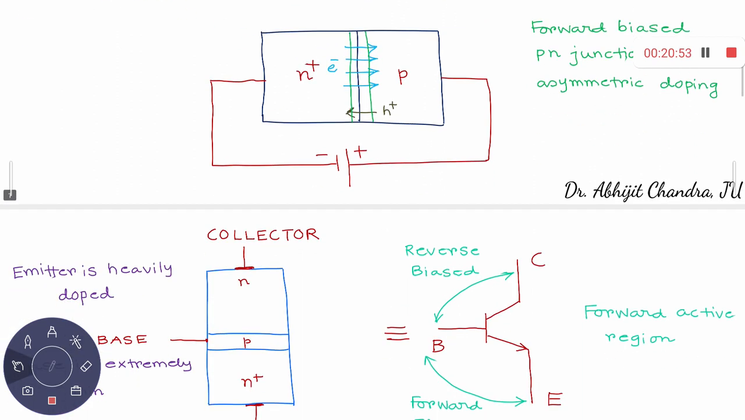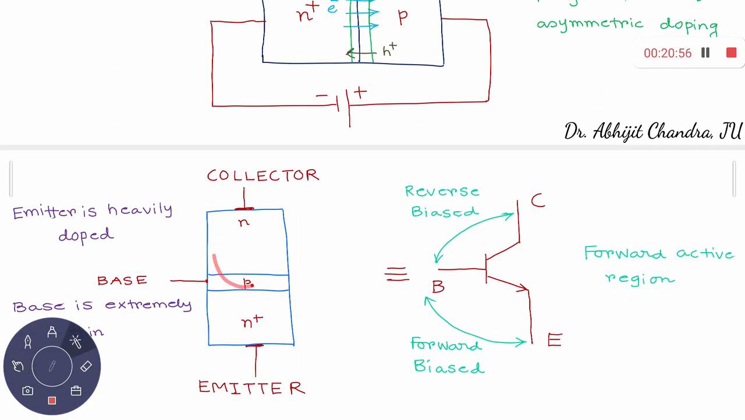Suppose I have a structure like this: one N-P and one N plus P. The operation of this particular structure is a bipolar junction. Basically there are three layers and two junctions. So you understood the notion of the forward bias p-n junction with asymmetric doping, and the reverse bias p-n junction with carrier injection, right? Here this N-P junction is reverse biased, and this N plus P is forward biased. Since it is N plus P, the asymmetry in doping is already implemented there.